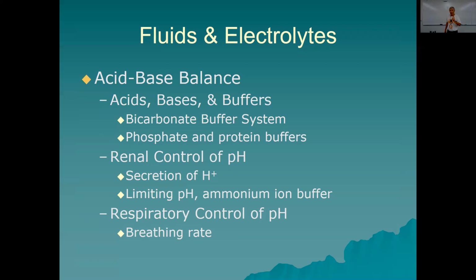But renal control of pH is even more important than that, because you can compensate for a pH change by changing breathing rate, but you can't get rid of excess hydrogen ion or excess bicarbonate. Only the kidney can do that. You can get rid of hydrogen ion by secreting it.